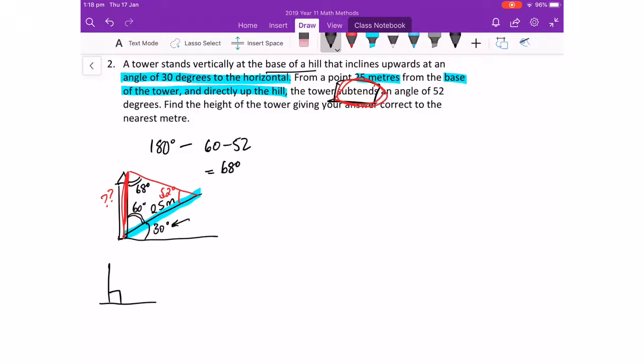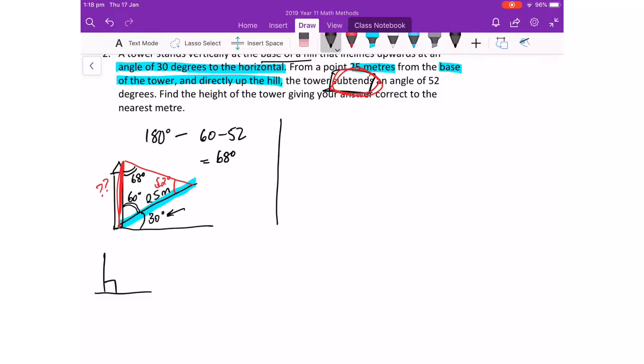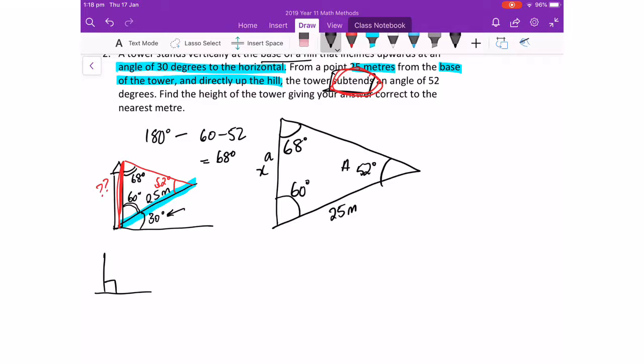So I'm going to quickly redraw this a bit bigger, just so you can see what's happening. So I know this is 60. This is 68. This one here is 52. I know this is 25 and I need to know this. All right. So let's see if we can label our sides and angles. So this is my unknown. I like to make my unknown the subject of the equation or the first bit. So I'm going to make this A. I'm going to make this B. And then C.